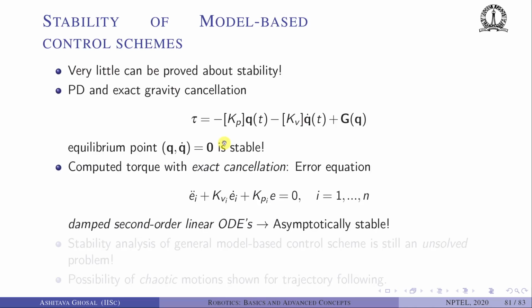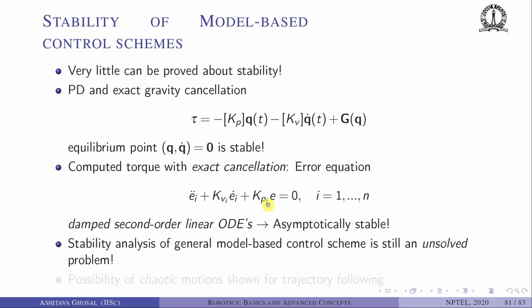How about computed torque with exact cancellation? Again, that can be shown to be stable. Why? Because the error equation is a damped linear second order ODE. Depending on the choice of Kp and Kv, we know that the errors will go down to 0, so this is asymptotically stable. The stability analysis of general model-based control schemes, where the mass matrix is not exactly known and the gravity is not exactly known, is still an unsolved problem.